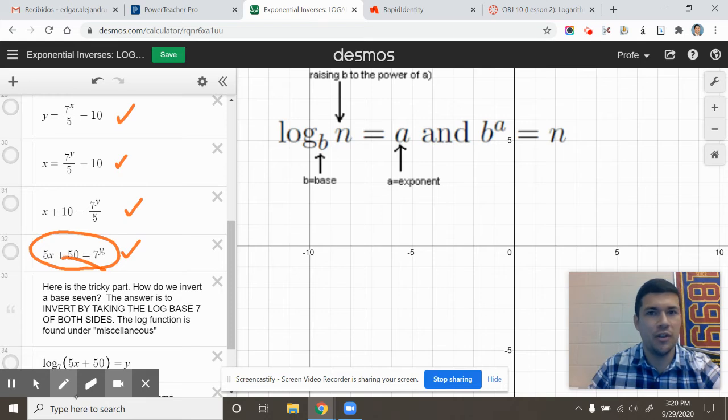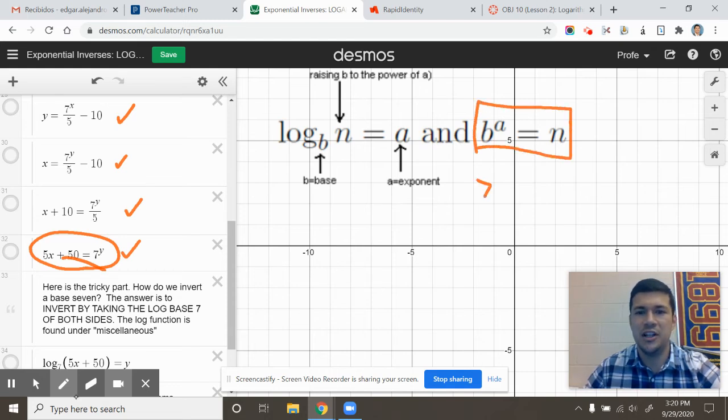You're at this point. 5x plus 50 equals 7 to the y. All right, so 5x plus 50 equals 7 to the y. Let me write it right here, and let me remind you that this is an exponential statement. 7 to the y equals 5x plus 50. All right, this is in the same format. 7 is my b value, right? y is my a value, and the expression 5x plus 50 is my n value.